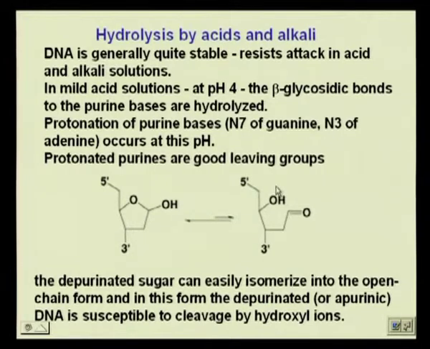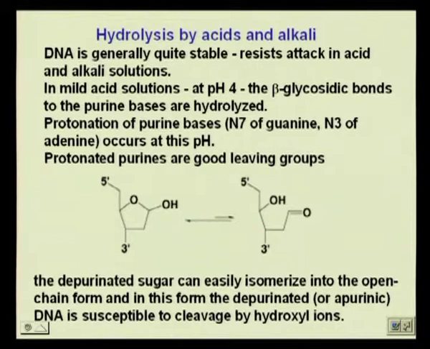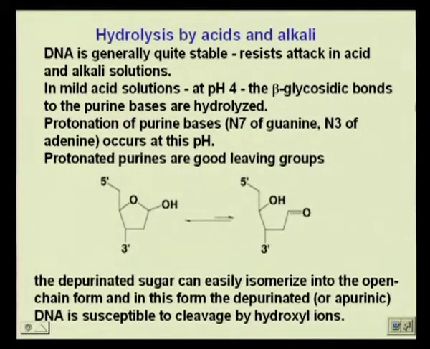Now, DNA usually is quite stable. It actually resists attack in acid and alkali solutions. Now, can you tell me why it is more stable compared to RNA? Why is DNA more stable compared to RNA?